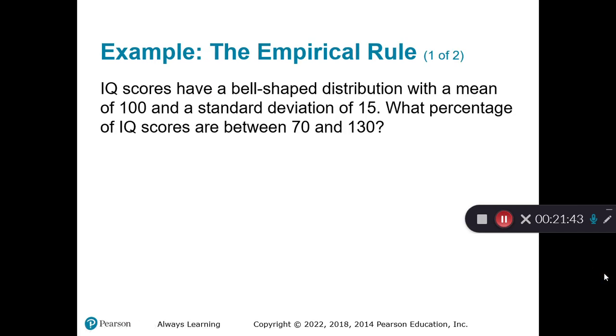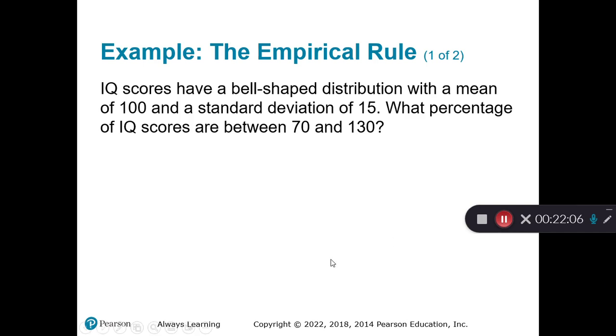Let's use an example to illustrate how to use the empirical rule. Here we have IQ scores known to have a bell-shaped distribution or a normal distribution. The mean is 100, standard deviation is 15. The question is, what percentage of IQ scores fall between 70 and 130?